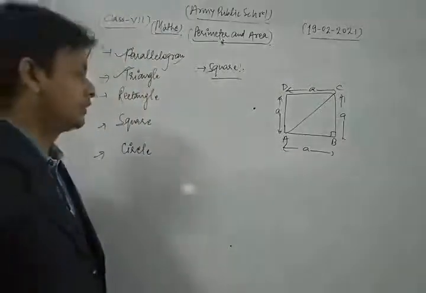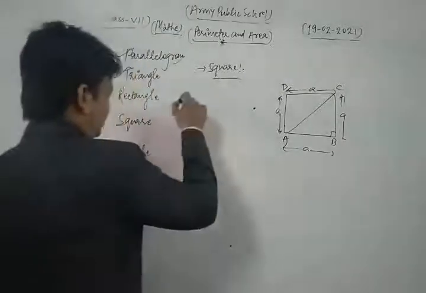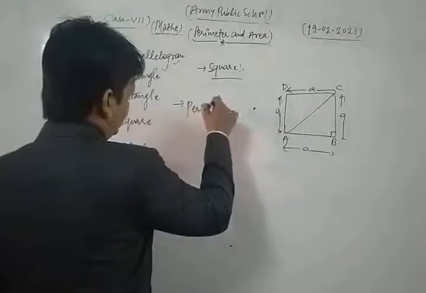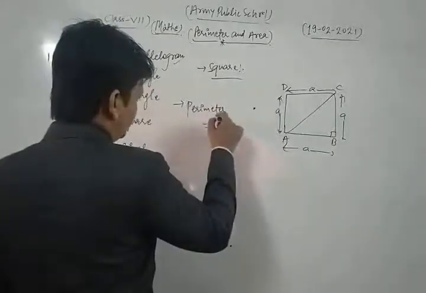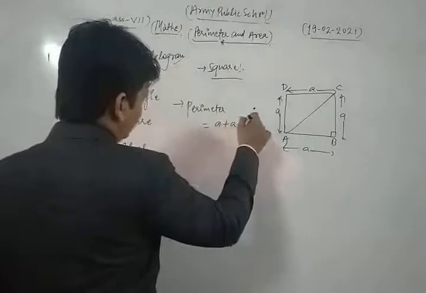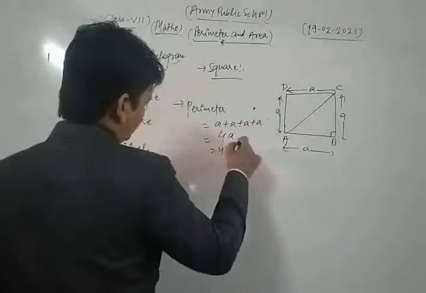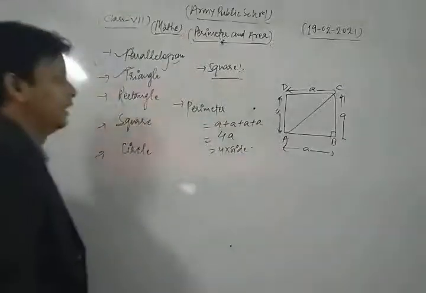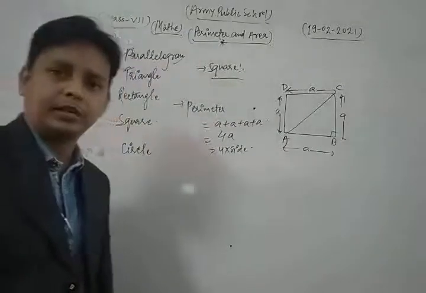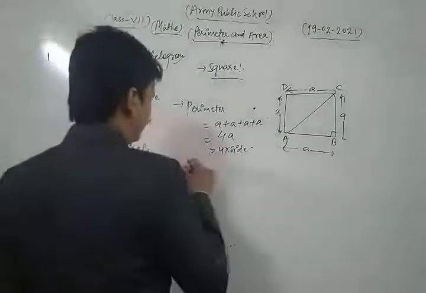The first formula related to that is the perimeter of square. Perimeter of square is equal to the sum of all its sides, that is 4 into A, that is 4 into side. This is the formula for perimeter. And the second one is the area of square.